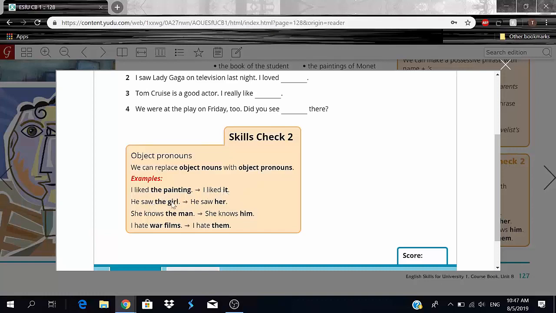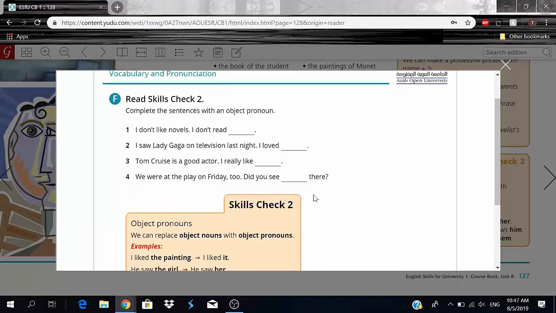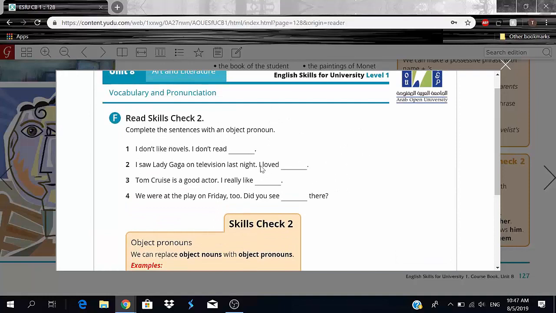He saw the girl turns into he saw her. Okay, and you guys got to know both of them are correct. It's just that saying the same noun over and over again in a paragraph or when talking can get repetitive really quickly. Okay, and that's why we use pronouns. So he saw the girl, he saw her, okay? She knows the man, she knows him, okay? I hate war films, I could say I hate them, okay? Easy enough. Now, let's go to exercise F.